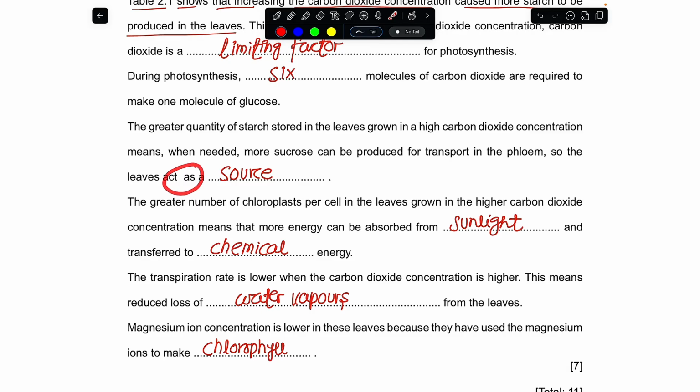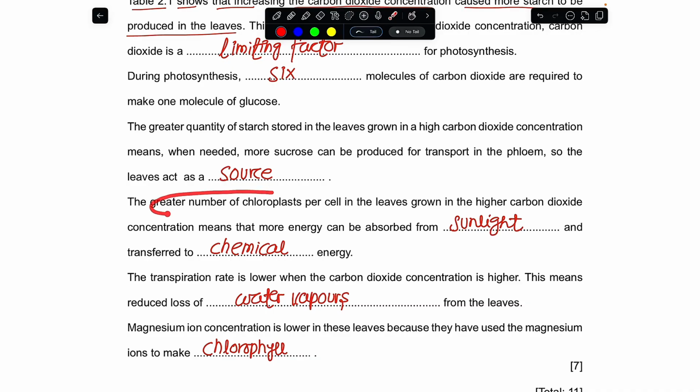So the leaves, we know, are producing more of the sucrose for the transport. So the sucrose would be carried from the leaves to the other parts of the plant. So that part of the plant from where the sucrose would be carried away would be a source, and what they are carried to would be a sink.